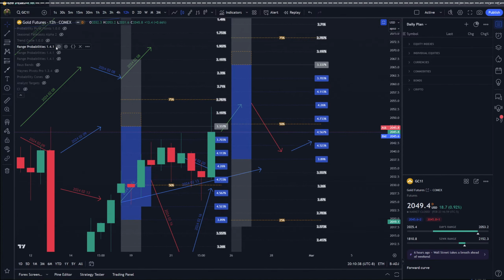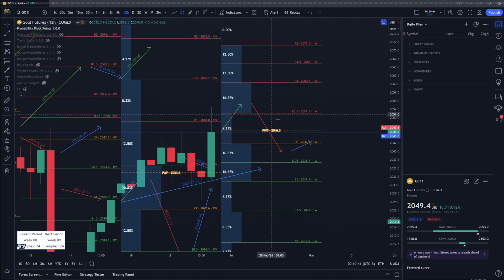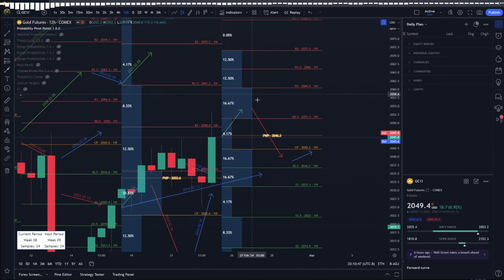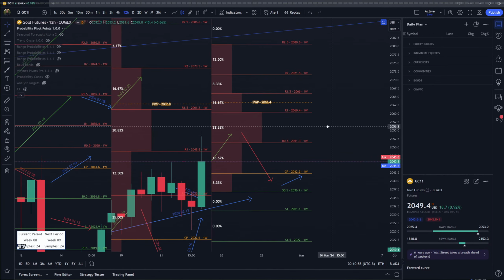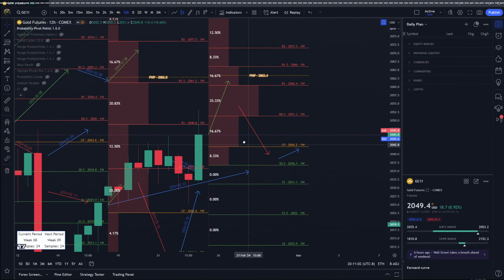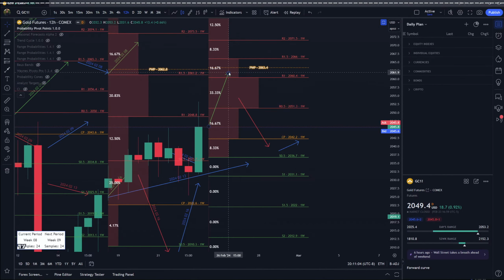Let's go ahead. Yeah, maybe something along these lines. There's pretty good odds of closing above 2050 next week. Yeah, gold could do pretty good if it holds up its strength.